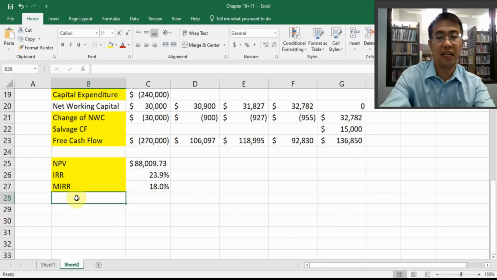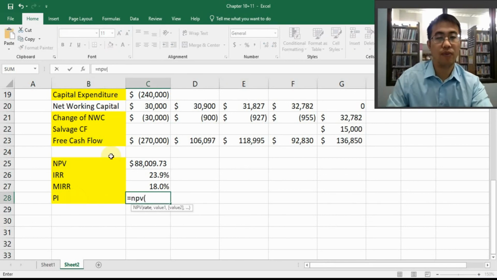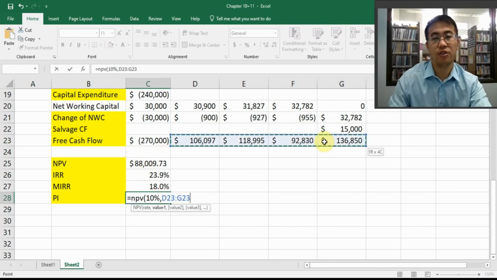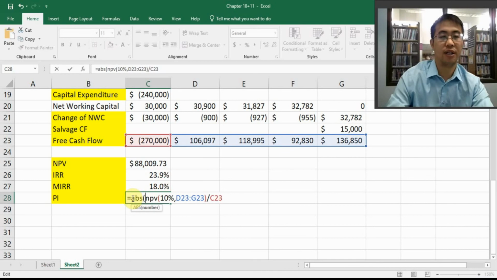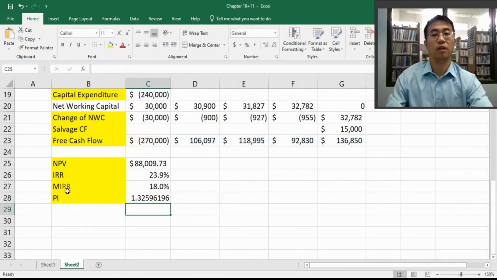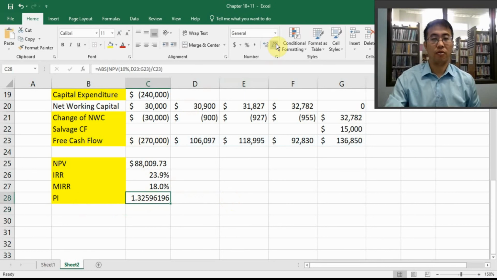And for the profitability index, you're going to use the NPV at the 10% discount rate of all future cash flows, divided by the cash flow 0. And we should know that cash flow 0 is negative, so we're going to take the absolute value of this ratio. Okay, and it's 1.33. It's greater than 1, so that means the money you make is more than the money you spend. So that's a good sign.